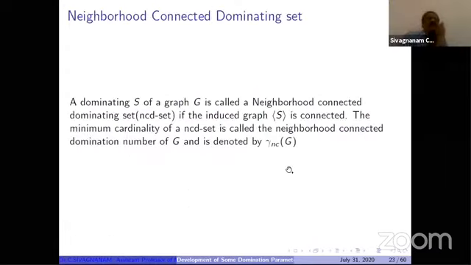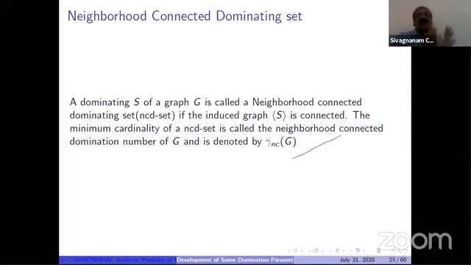Okay, so the first domination parameter we are introducing from there is called neighborhood connected domination. We already have dominating sets, where we imposed conditions either on S or on V minus S in the previous examples of various dominating sets. But now we are imposing the condition on NS, the neighborhood set of S.